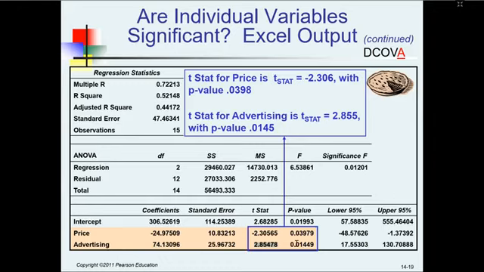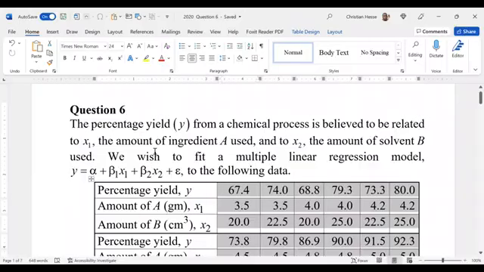Okay, so that is the interpretation here. The percentage yield Y from a chemical process is believed to be related to X1, the amount of ingredient A used, and to X2, the amount of solvent B used.